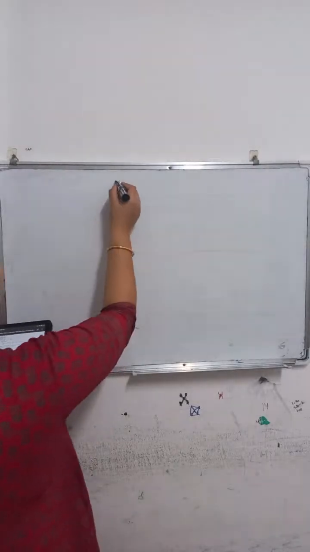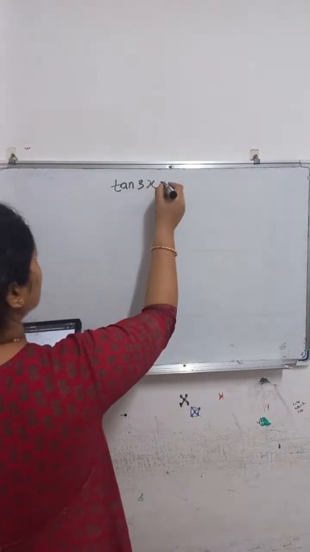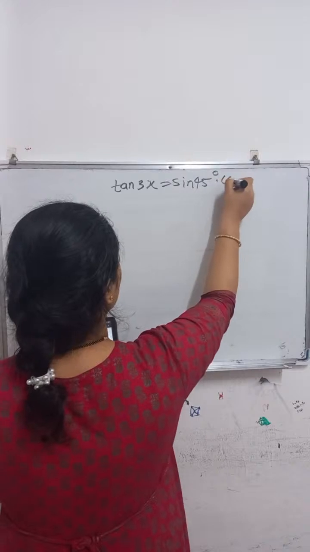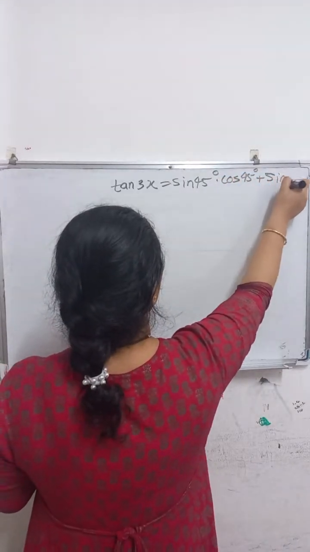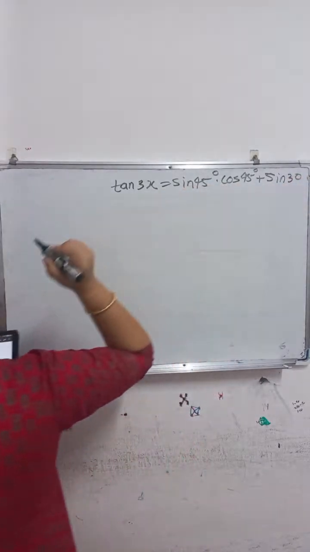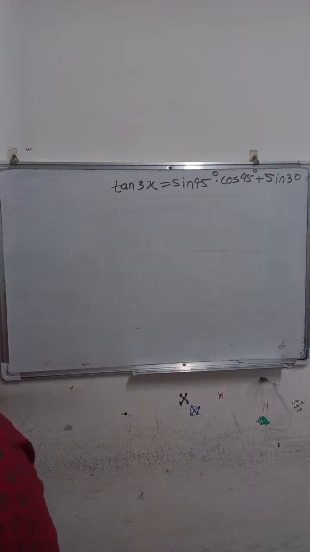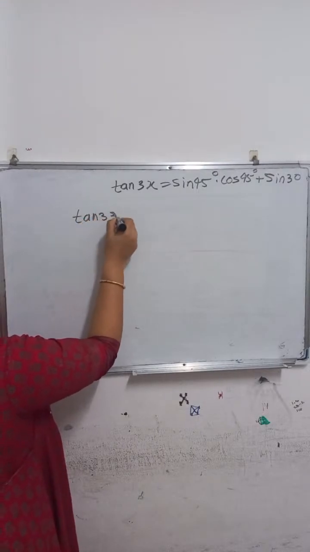Okay. So the question is: find the value of x if tan 3x is equal to sine 45 degrees into cos of 45 degrees plus sine 30. Okay, we have this equation. So here we have to find out the value for x. So you can write tan 3x.